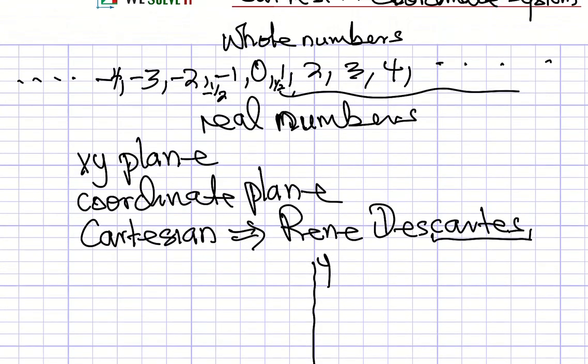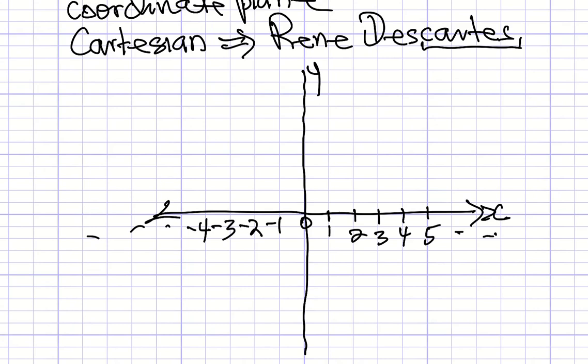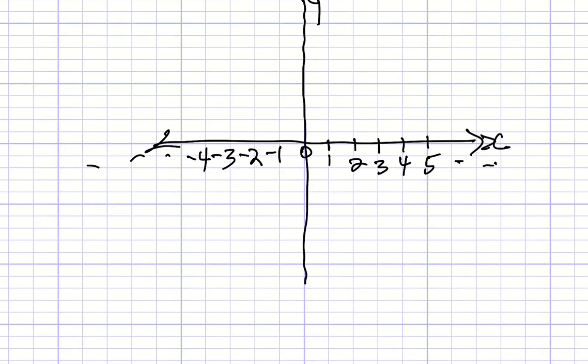Remember up here I showed you how this goes here and then the negative goes here. On the left side of zero, you will have -1, -2, -3, -4, going to infinity. The same thing with the y-axis. Let's say you have 1 here, 2 here, 3 here, 4 here, going up to infinity. And then you have negative numbers below 0 too: -1, -2, -3, -4, going to infinity.